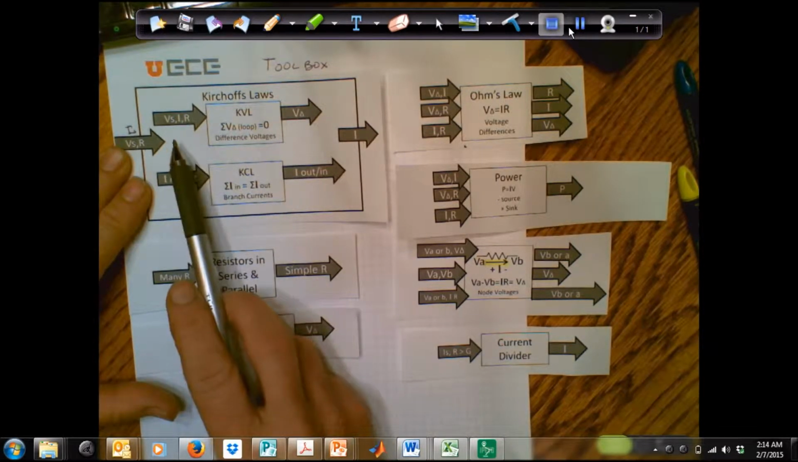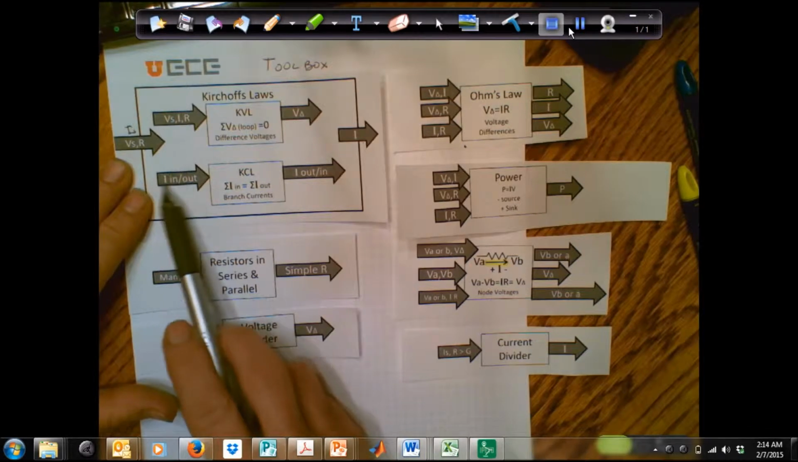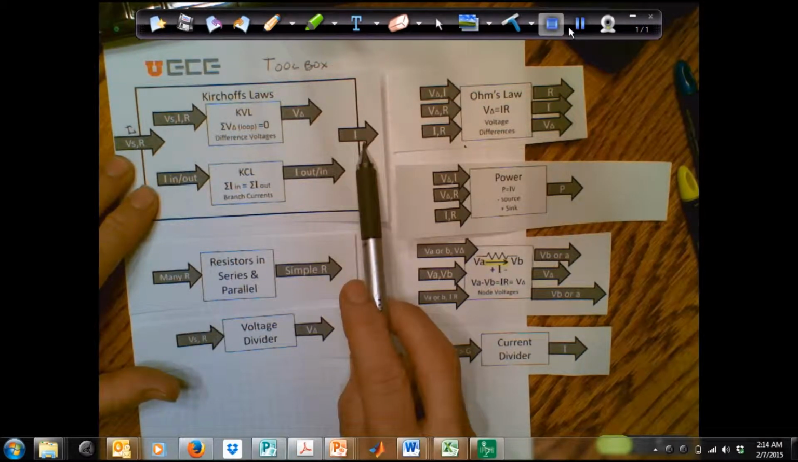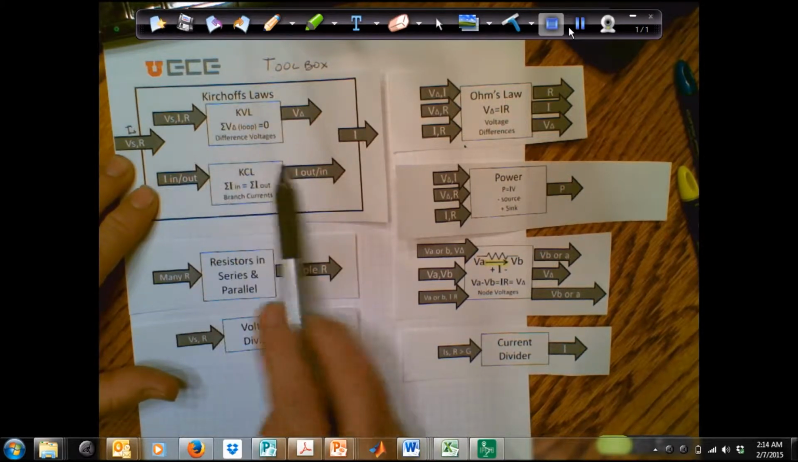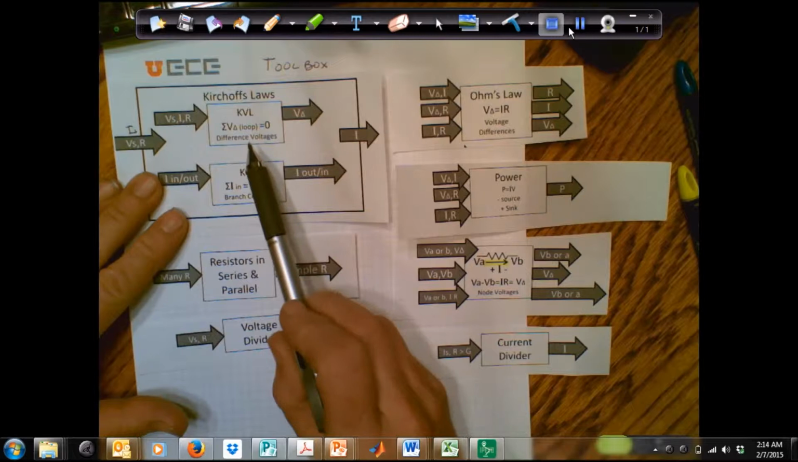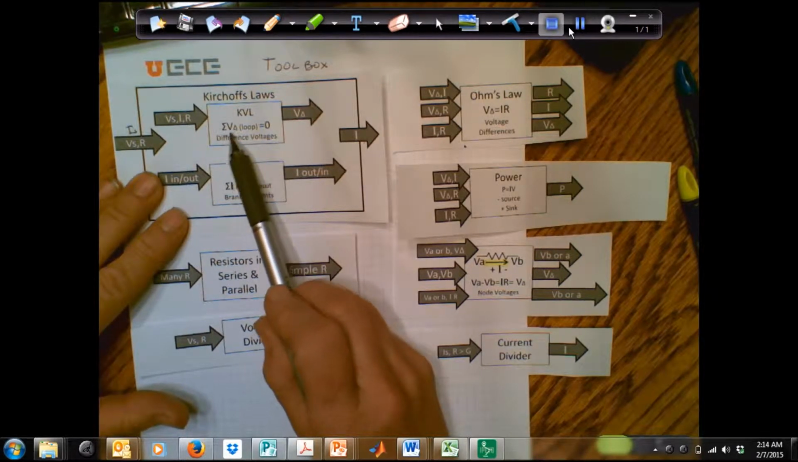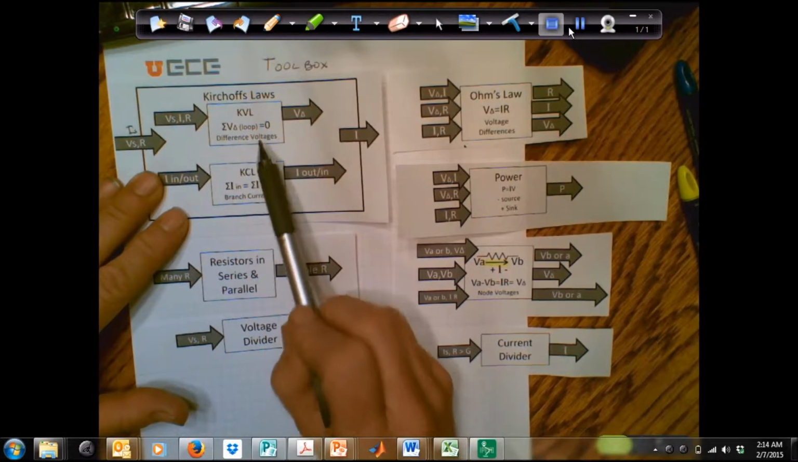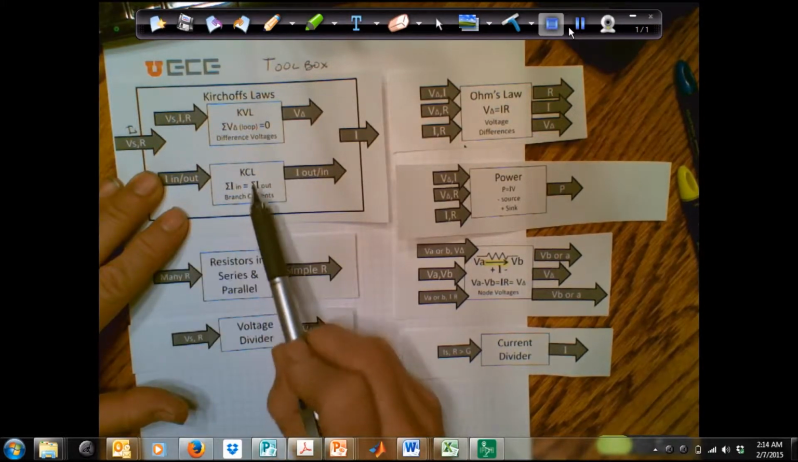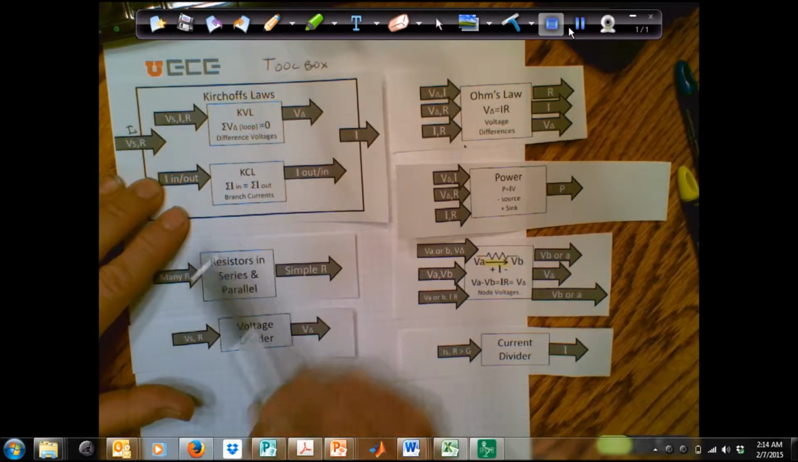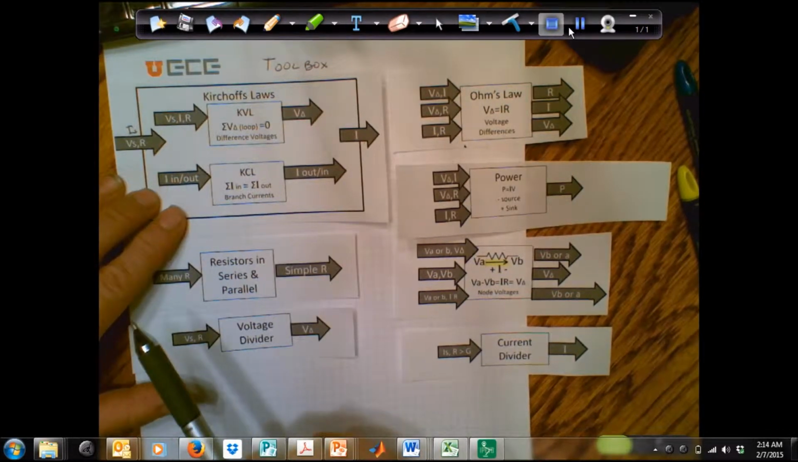In each of these cases, the arrows on the left are telling us the input information, and the arrows on the right are telling us the output information. The boxes in between are equations that I'm assuming that you already know from the class. For example, in Kirchhoff's voltage law, we know that the summation of voltage differences, that's what the delta means, voltage difference around a loop, is equal to 0. Kirchhoff's current law, we know that the sum of incoming currents is equal to the sum of the outgoing currents, and these are the branch currents.